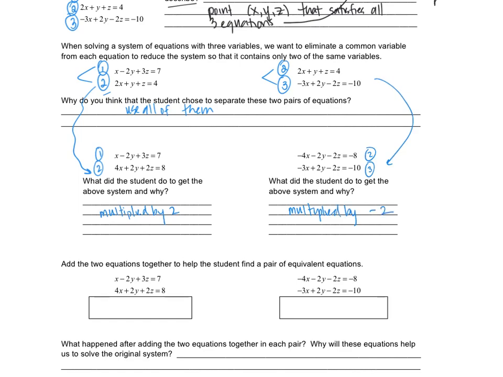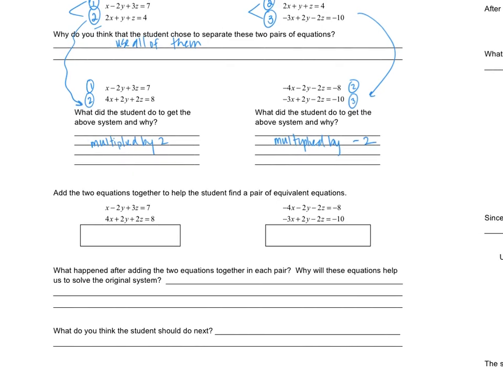And so let's see why they chose those numbers. So if we add the equations together, again, that's equation 1 and 2, and this is equation 2 with 3, we're going to end up with a 5x. The y's cancel, and we'll have 5z equals 15. And on the other side, we'll add up the x's, will get -7x. Again, the y's will cancel. We'll get -4z equals -18.